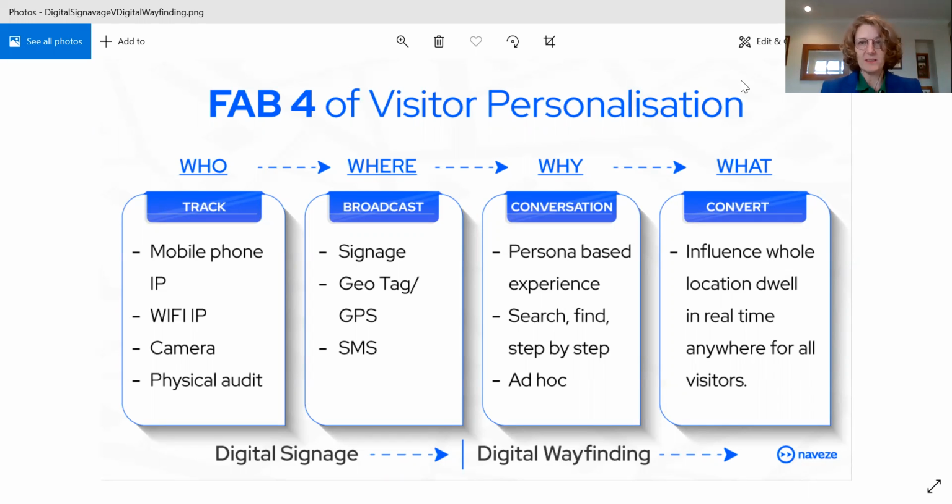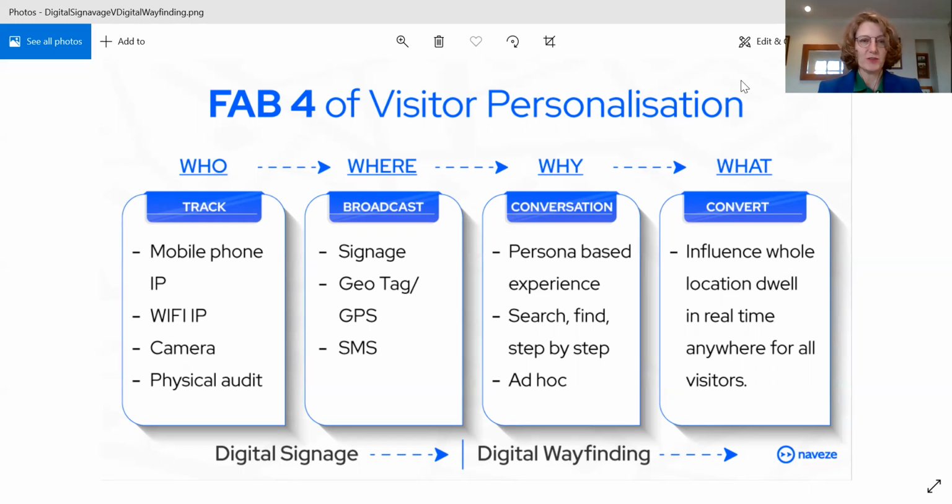You can have cameras. This is quite popular with queue times to monitor who people are and what they're doing. And of course, finally, you can do what's called a physical audit, which is self-explanatory. So the next part of a visitor personalisation is, once you know who they are, you want to know where they're going to go, or maybe you want to help them decide where they're going to go. And that's more of a, rather than tracking, it's a broadcasting communication method.